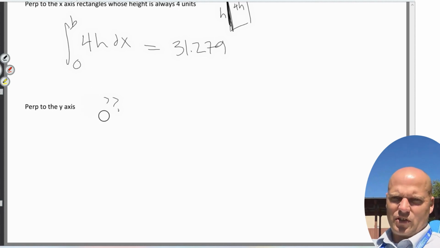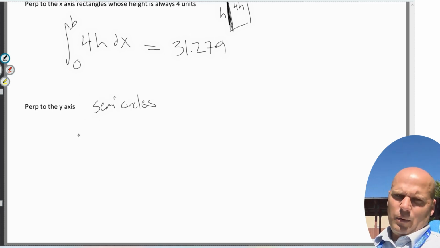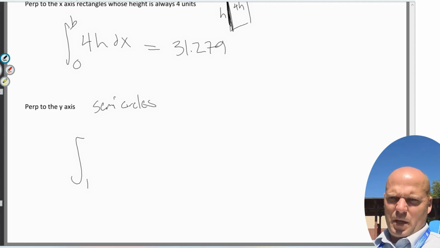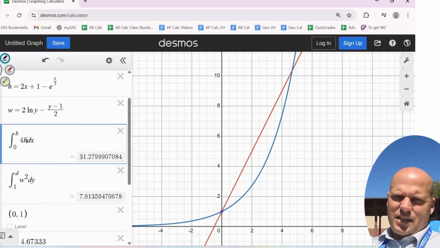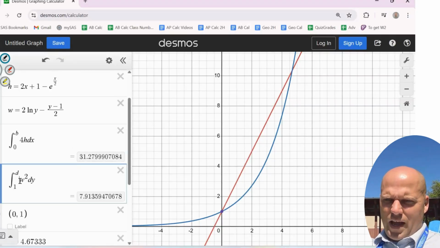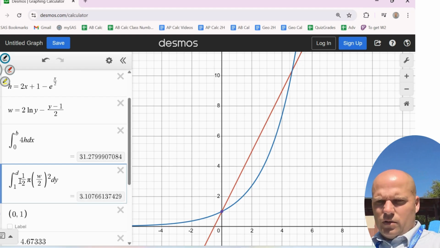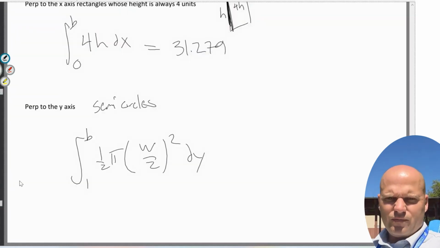Why don't we do semicircles? Want to sum up from 1 to b, 1/2 of my pi r, which is w over 2 squared. dy is the height, so 1/2 pi w over 2 squared. 3.107.